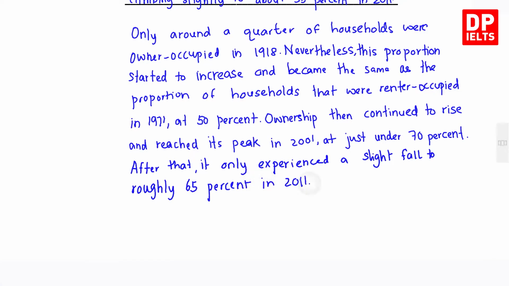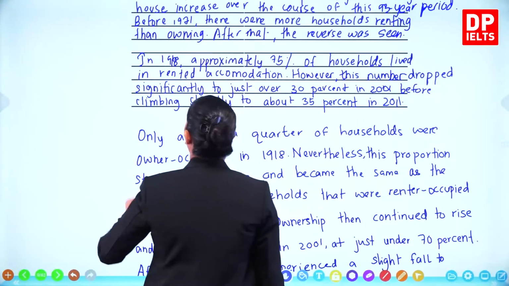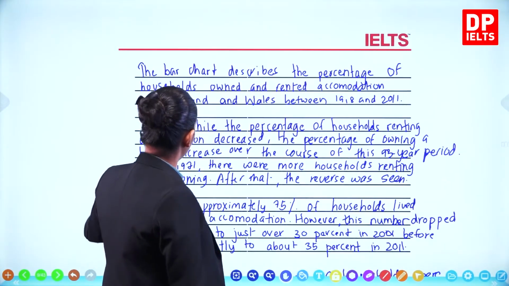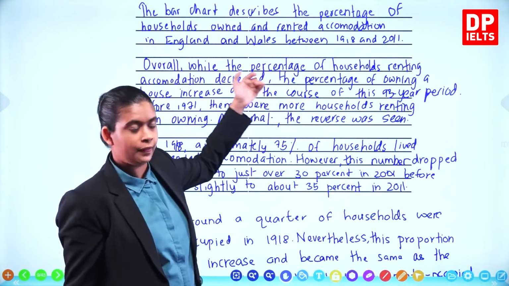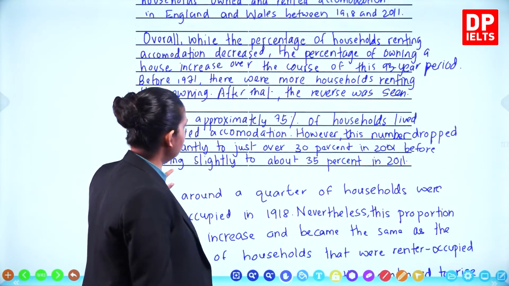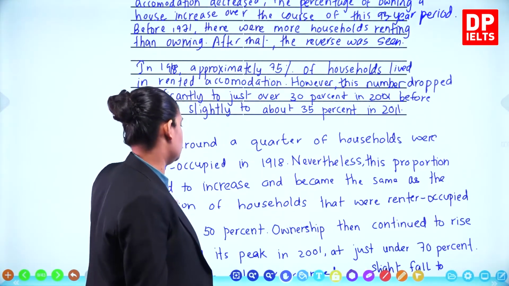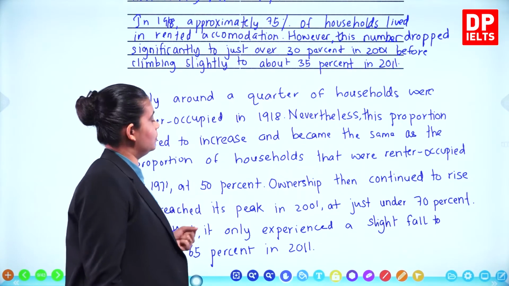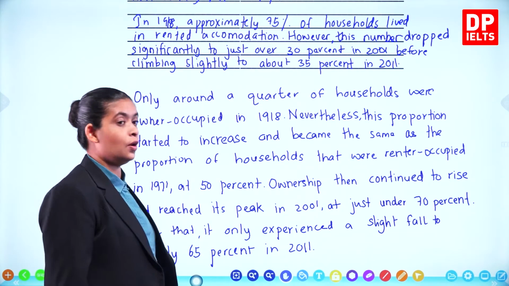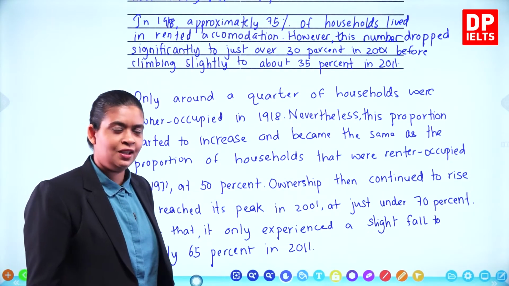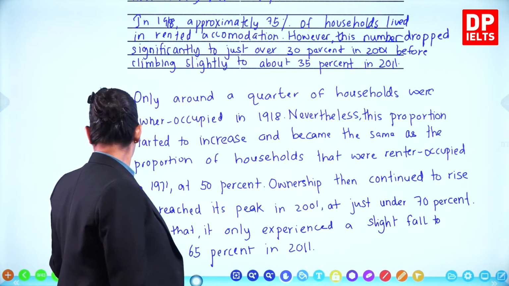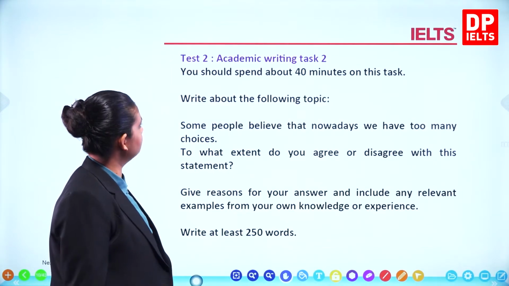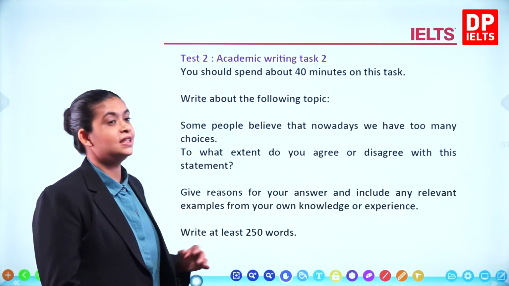Right, so here I have given you a sample. Again, intro, overall, body 1, I spoke about rented accommodation and then about owned accommodation. So hopefully you've written something similar to this. Let's have a look at the next one.